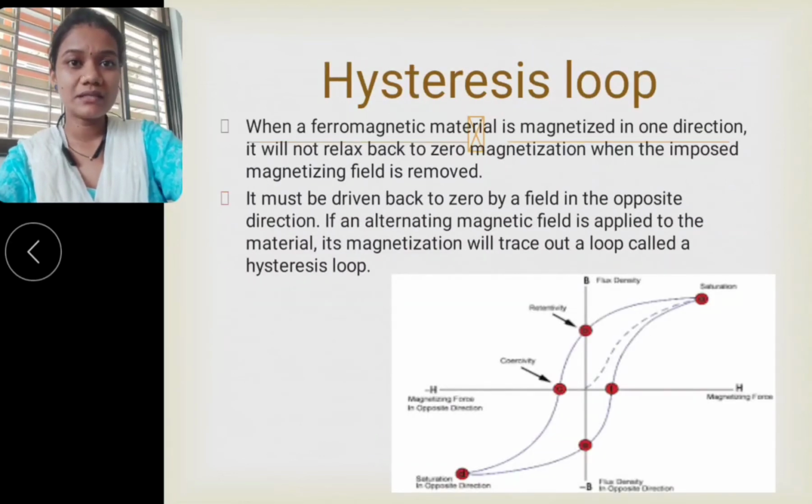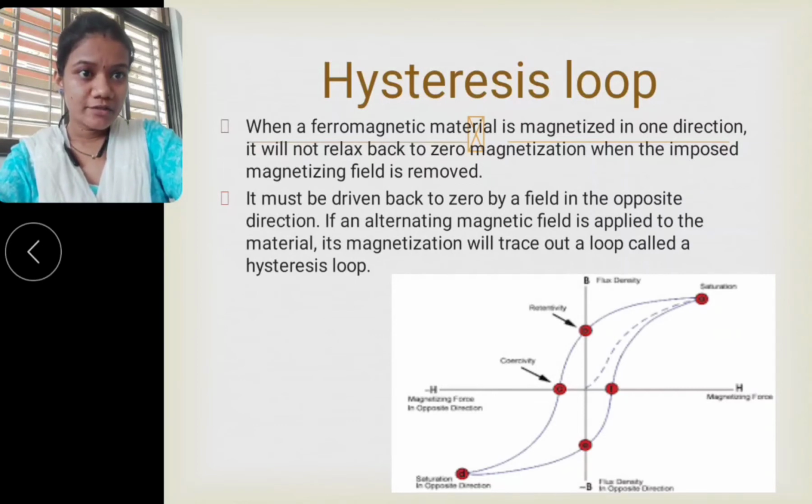Now next is the hysteresis loop. This is the image for the hysteresis loop. It is a graph of magnetic field strength versus flux density.